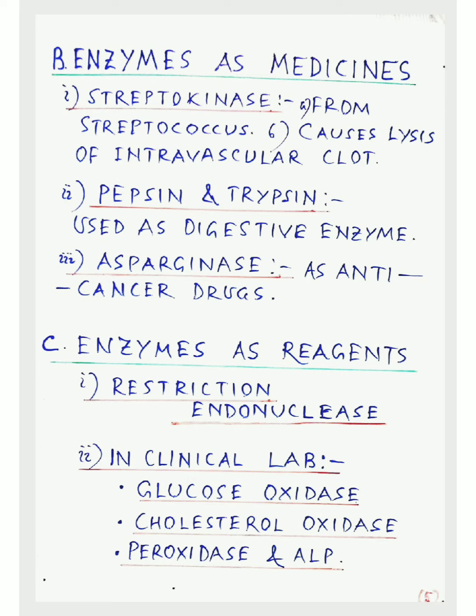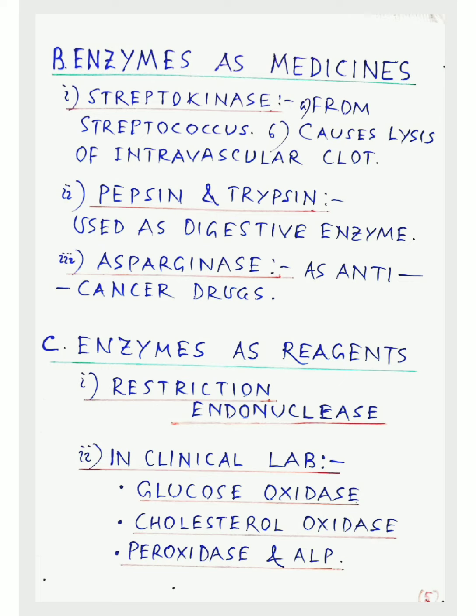Now the last topic, enzymes as reagents. Number one is restriction endonucleases, RE. Restriction endonucleases cut DNA at specific sites. They are essential and important tools in genetic engineering techniques, such as DNA fingerprinting. DNA fingerprinting is used in medico-legal cases to identify the real culprit or a victim. Similarly, DNA fingerprinting is also used in settling paternity disputes.